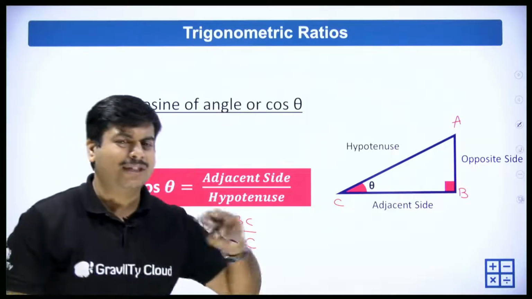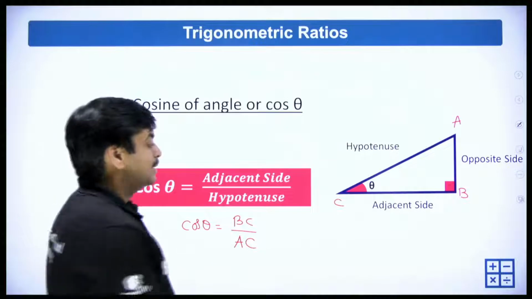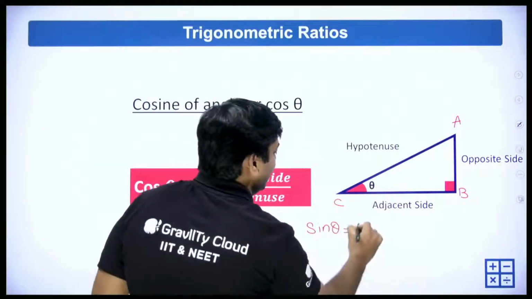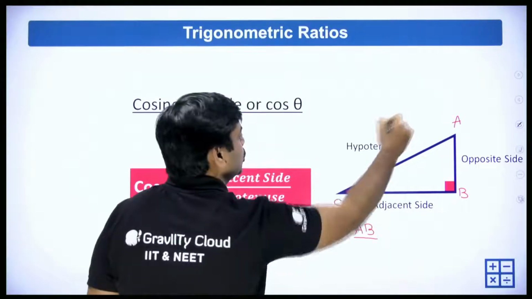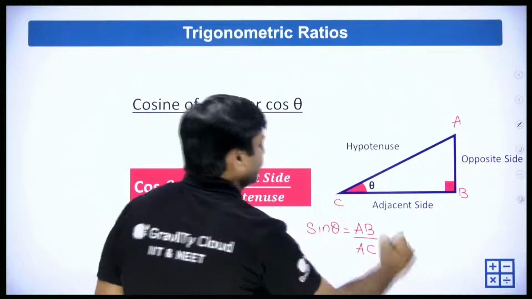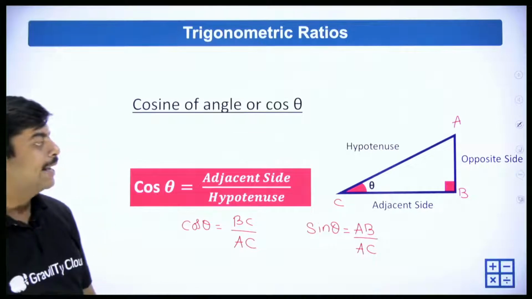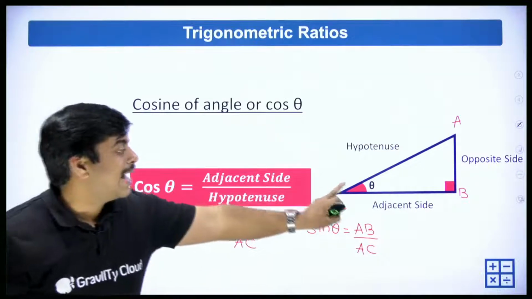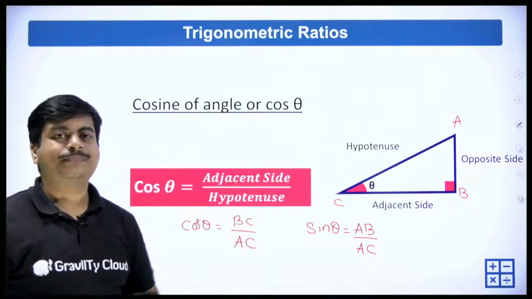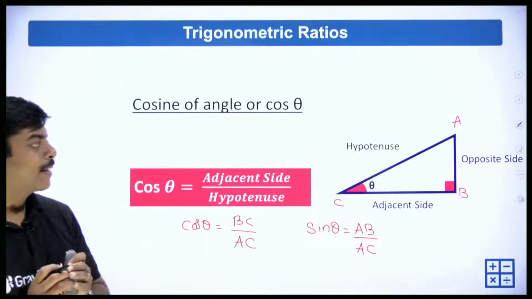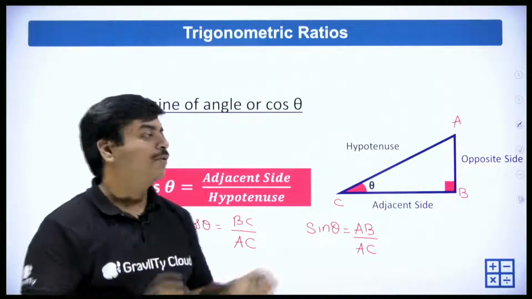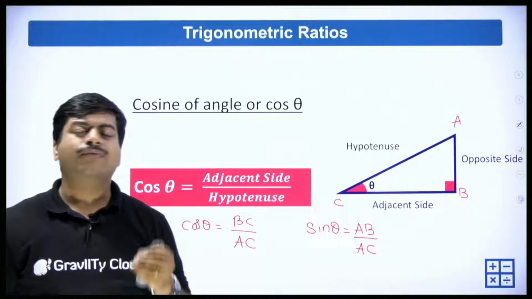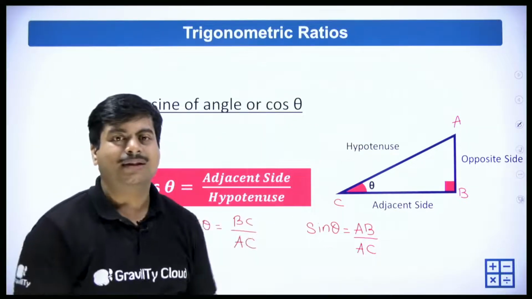What is sine theta, which we just discussed before this one? Sine theta is equal to opposite AB by hypotenuse AC, AB by AC, and cos theta is BC by AC. Cos theta is adjacent by hypotenuse. Now, as we discussed two ratios with hypotenuse in the denominator, let us try to discuss one more ratio without hypotenuse.